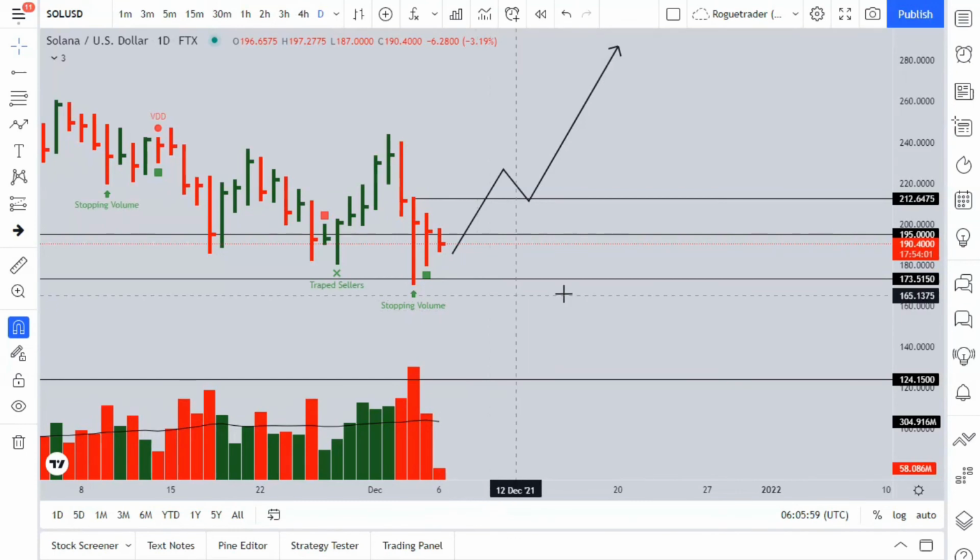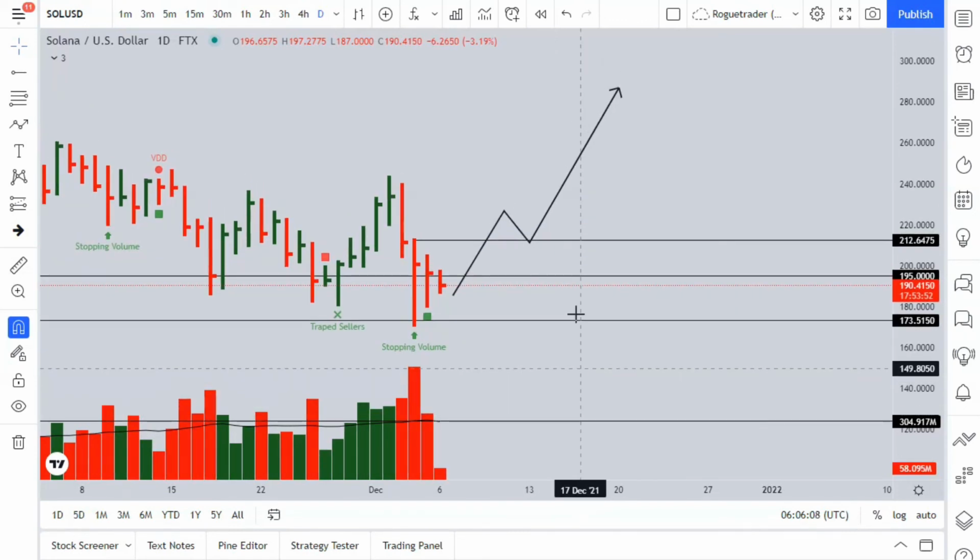Solana might also create a sell downtrend. That's why I'm also waiting for it. Once I get a confirmation, I'm going for a buy trade right here. I'm definitely buying Solana around 212.64.